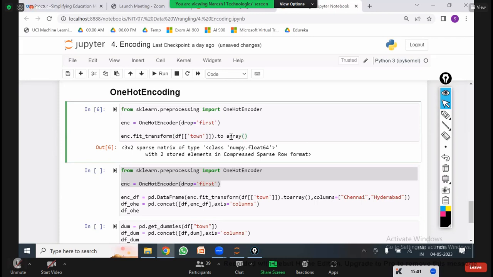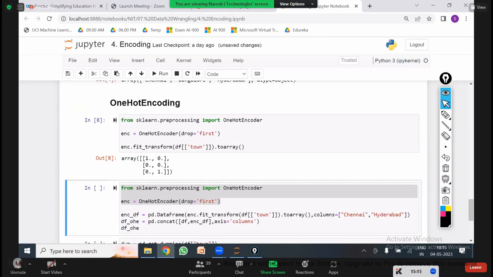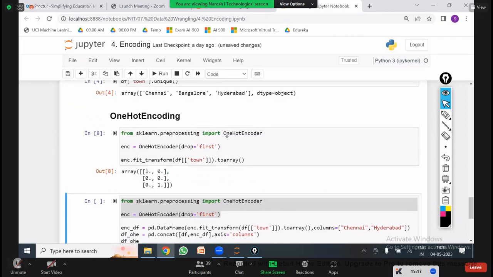Only the one hot encoder function will give the output as a matrix, but everything else will give the output as a data frame. So where we have to convert to an array, toarray. So now you can see here 1 0 0 0 1 0. Is that clear? Now if you want to convert this array to a data frame, what are we going to use?